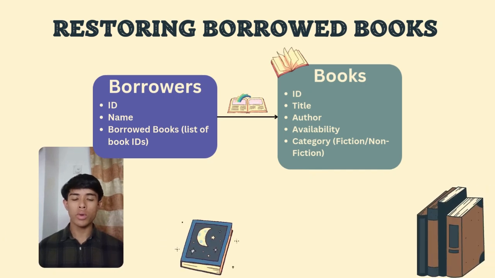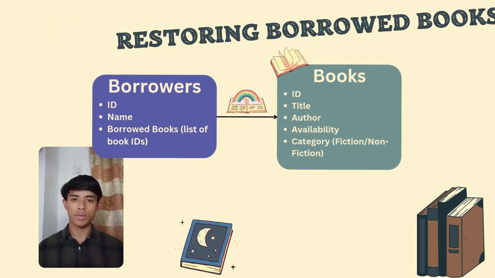Okay. For restoring borrowed books, during the data retrieval process, the load data method ensures that books borrowed by each user are accurately restored. When a borrower is loaded, their list of borrowed book IDs is matched with the actual book objects in the system. This ensures that both the borrower record and the availability status of each book remain consistent. For example, if John Doe borrowed Harry Potter, the system ensures that Harry Potter is marked as unavailable and is linked to John's borrower record.